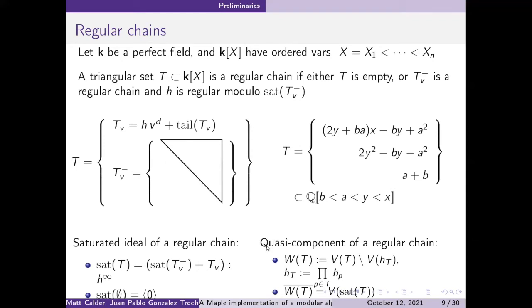Now, a final definition: the quasi-component of a regular chain, W of T, is the algebraic variety of T, that's the set of zeros of T, minus the algebraic variety of h sub T, where h sub T is the product of all the initials of the polynomials inside of T. And the Zariski closure of the quasi-component of T is, in this case, the algebraic variety of the saturated ideal of T.